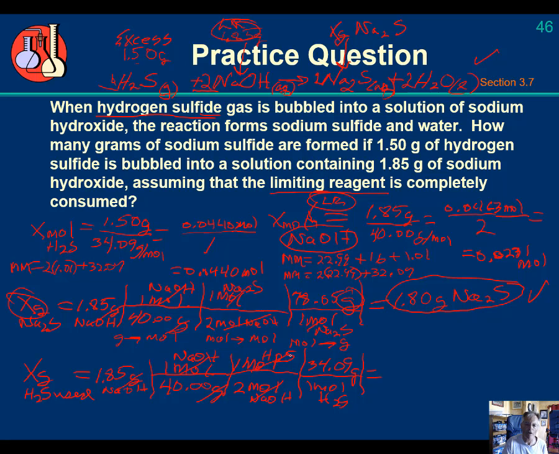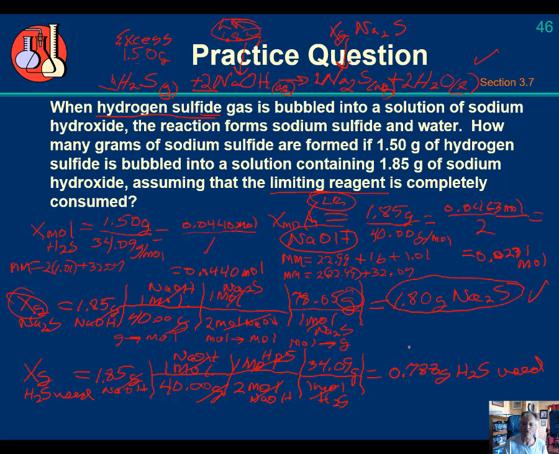And so I'm just canceling units. We wind up with grams of hydrogen sulfide. So that becomes 1.85 divided by 40 divided by 2 times 34.09. And I plug that straight into my calculator. I'm not doing any smaller conversions. And so that gives me 0.788 grams of H2S used in this reaction.